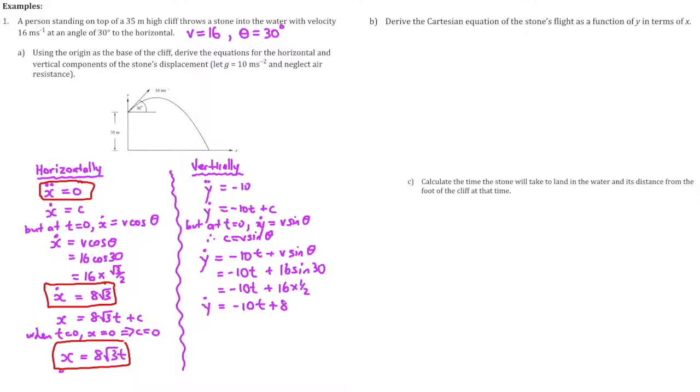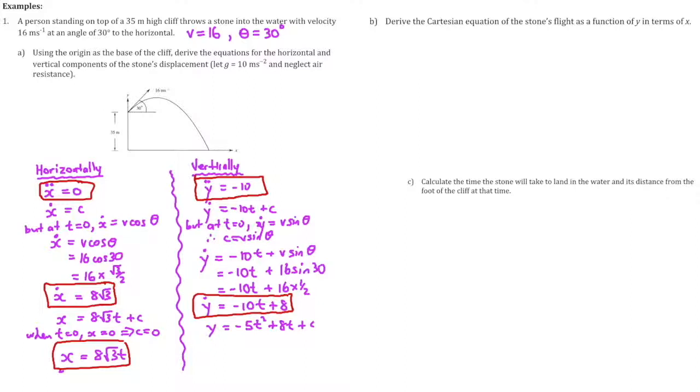So I've got my vertical acceleration. I've now got my vertical velocity. I need to integrate this again. So if I integrate this again, I get y equals minus 10t squared over 2, which is minus 5t squared, plus 8t plus c.